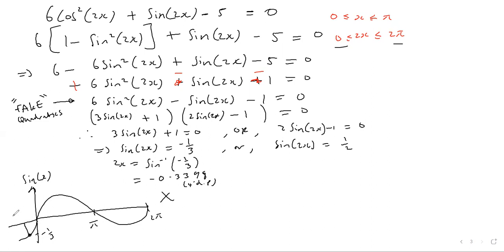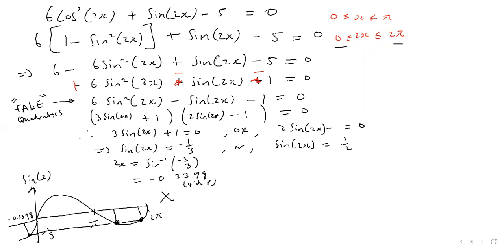You got this x value there of negative 0.3398. So what we need to do is go along, draw a horizontal line when y equals negative 1/3, because we've got negative 1/3 there, and we're going to get a solution there and a solution there. So actually we get two solutions here less than 2 pi, because we want it to be less than 2 pi.